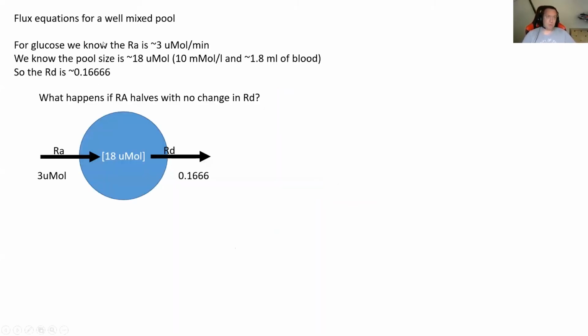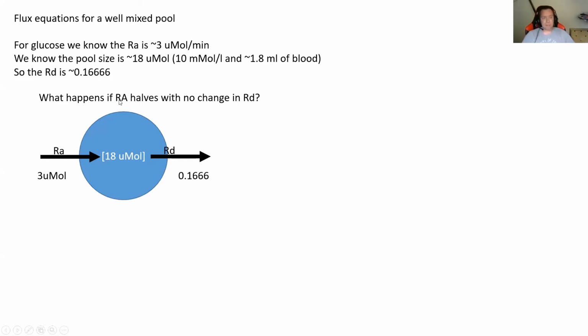Okay, so for glucose, we know the rate of appearance from tracer studies is around 3 micromoles per minute. So it's measured in absolute terms in a fasted, conscious mouse at room temperature. And we know the pool size is around 18 micromoles. So that's 10 millimoles per liter of glucose in 1.8 mL of blood. And so from that, we can calculate the RD as being about 16%, so 0.166.